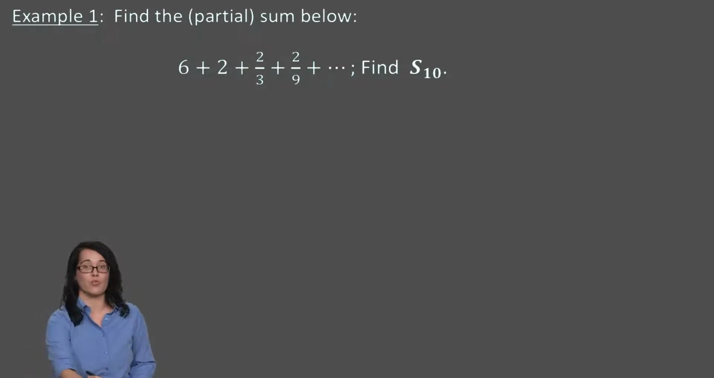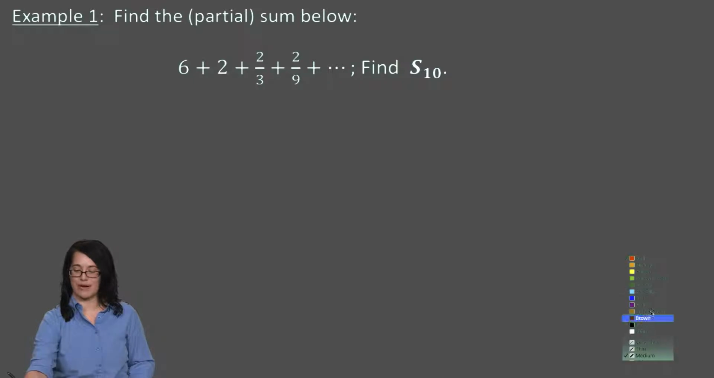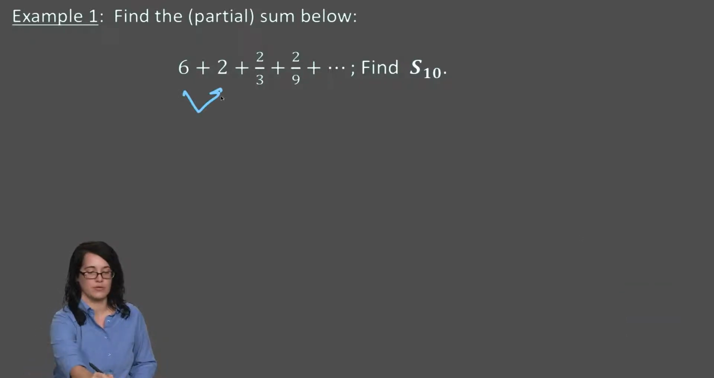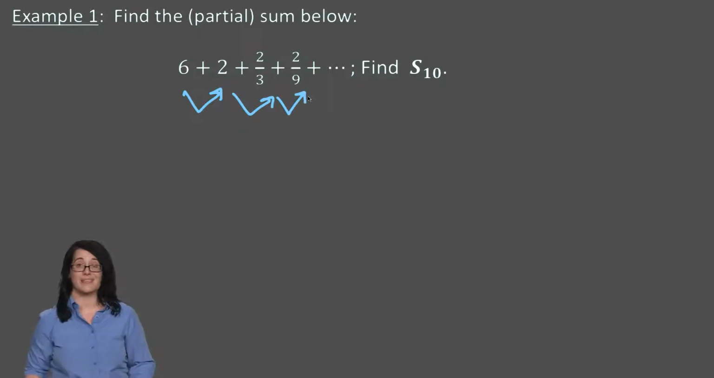Well, we recognize what type of sequence this is. If you start with 6 and jump down to 2, and then you start from 2 and jump down to 2/3, and then from 2/3 you jump down to 2/9, what's really happening each time to our consecutive terms? Do we have a common difference or do we have a common ratio? That's right, we have a common ratio.